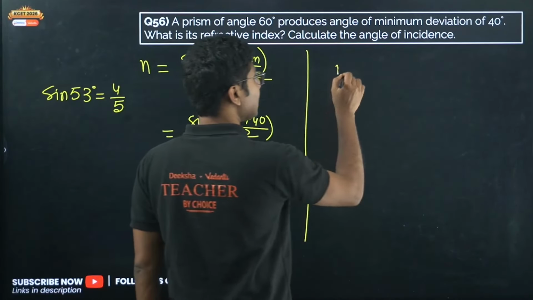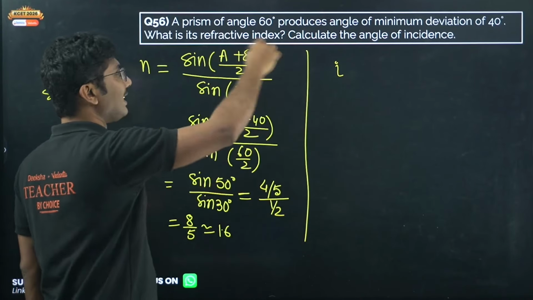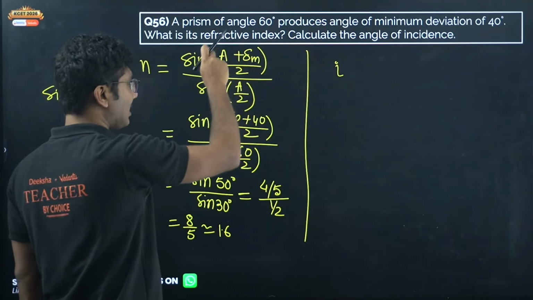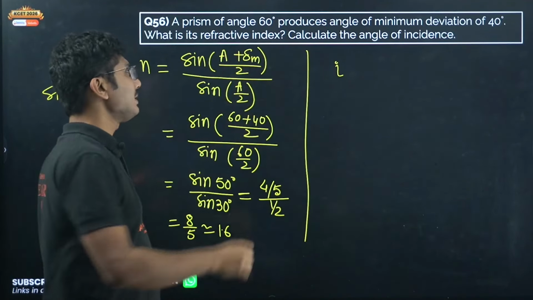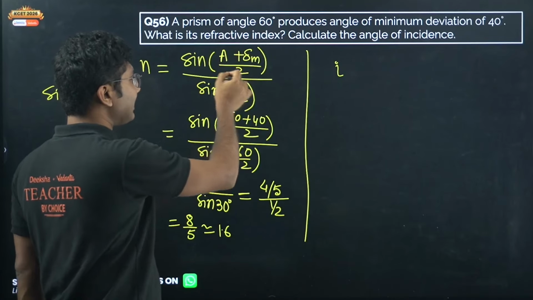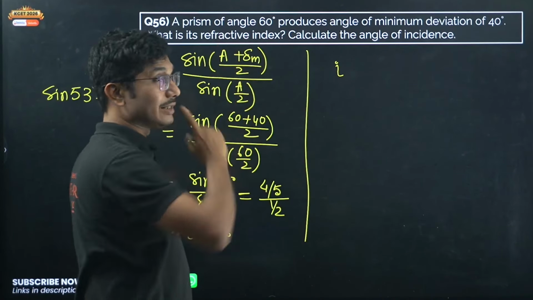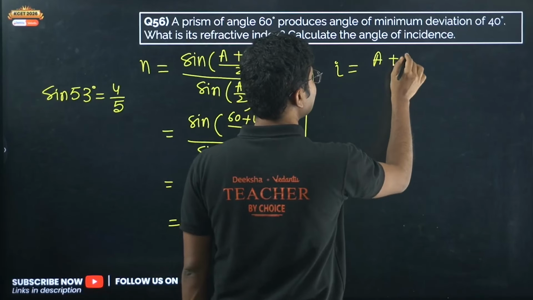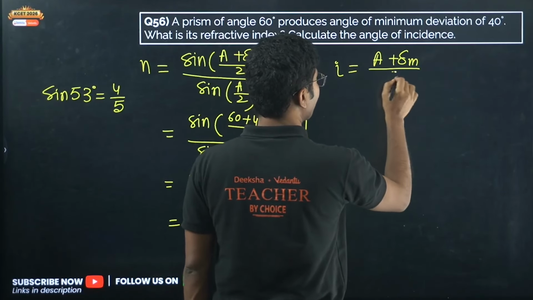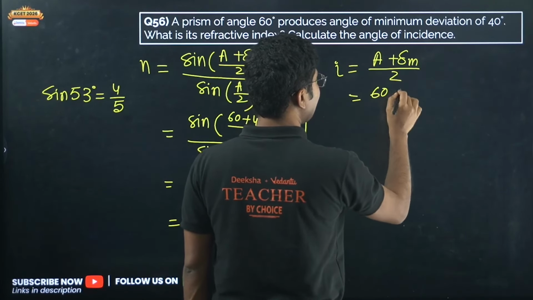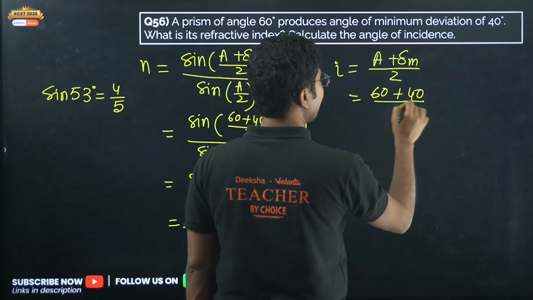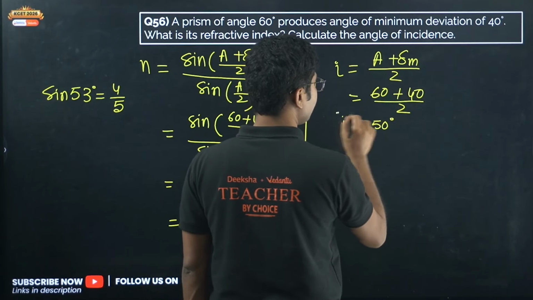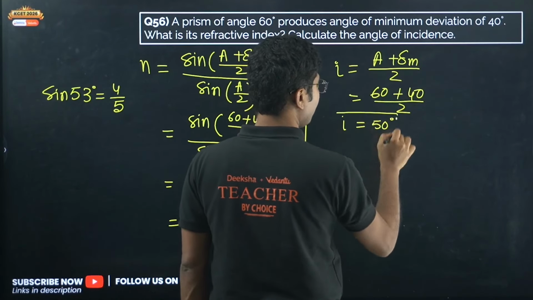For the angle of incidence, we use the lens formula. Refractive index is sine I by sine R. So basically this angle itself is I, which equals A plus delta m by 2. So A is 60, delta m is 40, divided by 2, so it will be 50 degrees. So I equals 50 degrees.